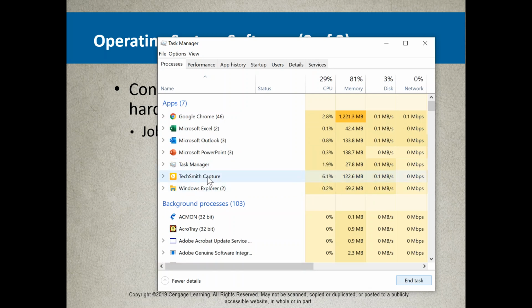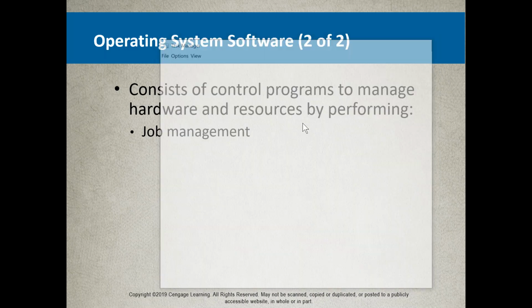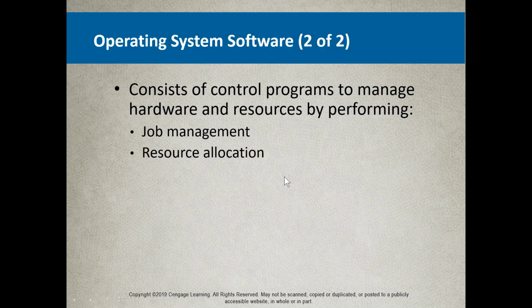Now, this is my Smith Tech. This is what I'm using to record this video at the moment. So if I clicked on that, it would kill my video and I wouldn't be able to do anything right now. All right, so that's a little bit about how job management goes in your operating system.